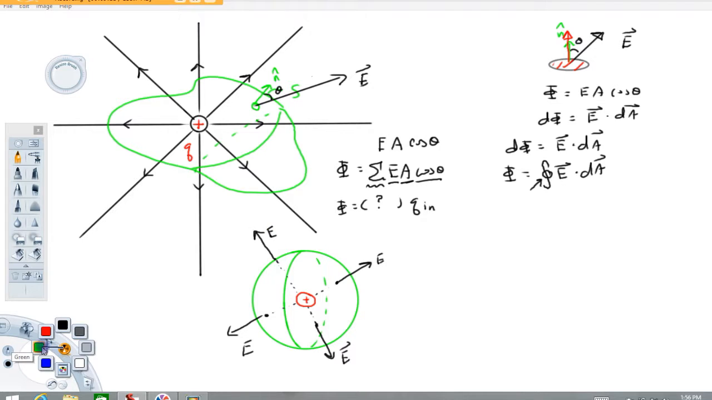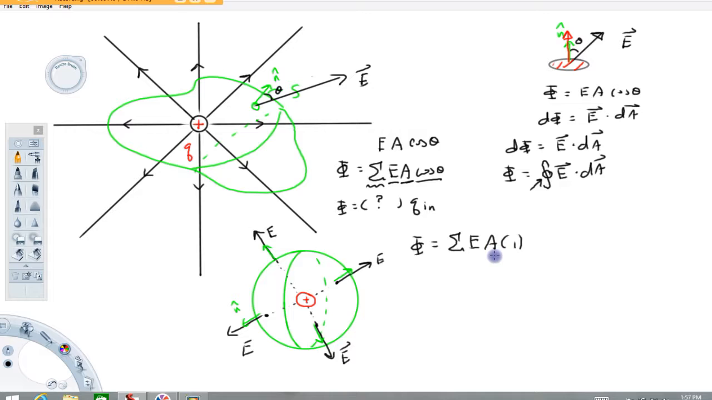The angle between the electric field and the normal, if I draw normal vectors here, here, here, and here, notice that these normal vectors are all in the same direction as the electric field. So in this EA cosine theta, the theta is 0 and the cosine of 0 is 1. So if I were to use this formulation here, the total flux through this surface is going to be the sum of all the electric field strength times areas times the cosine of 0, which is 1.